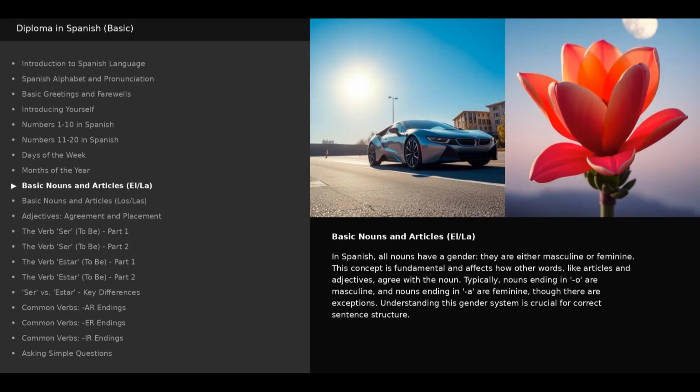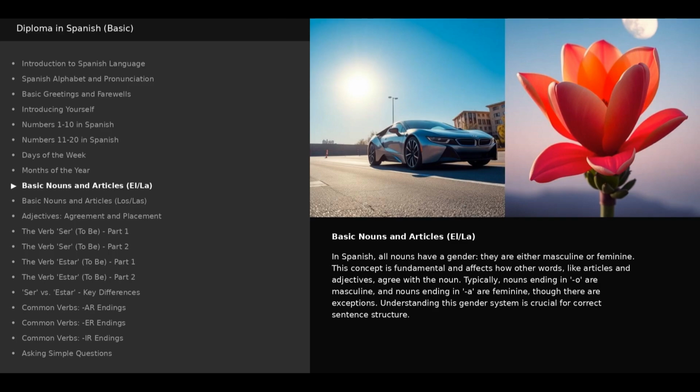Basic nouns and articles. El, la. In Spanish, all nouns have a gender. They are either masculine or feminine. This concept is fundamental and affects how other words, like articles and adjectives, agree with the noun. Typically, nouns ending in O are masculine, and nouns ending in A are feminine, though there are exceptions.